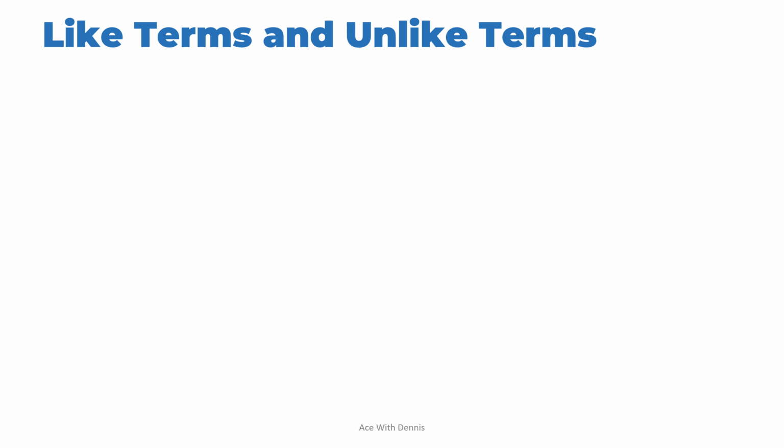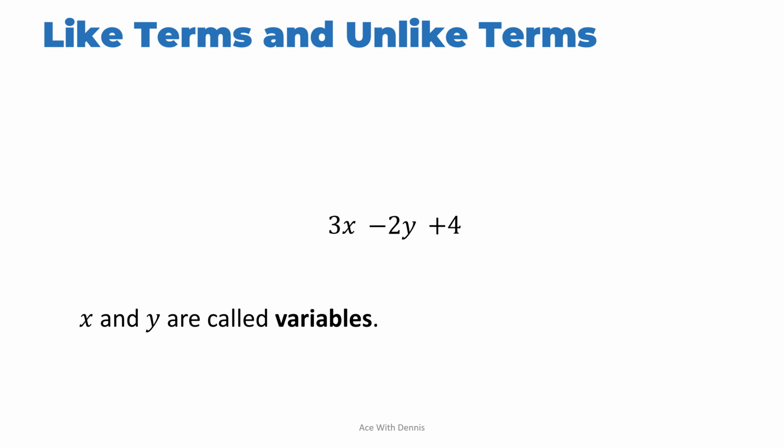Like terms and unlike terms. We'll start learning some important terms in algebraic expressions. Let's look at this example: 3x minus 2y plus 4. x and y are called variables. They represent numbers which vary.